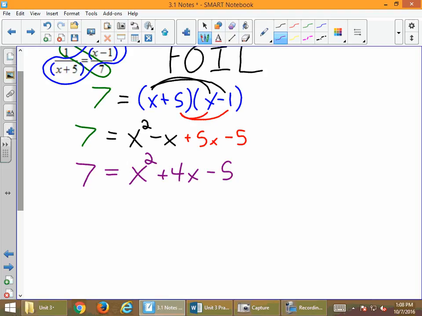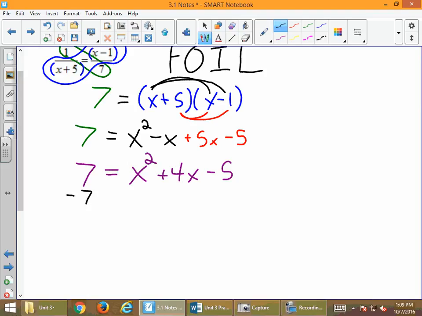Already combined them. That step already combined. Not a bad guess here. What I need to do is this. Whenever I do this and I have a squared term and a term to the x power, I always need to set it equal to 0. What is this equal to right now? 7. So how do I make that a 0? Subtract the 7. So minus 7.